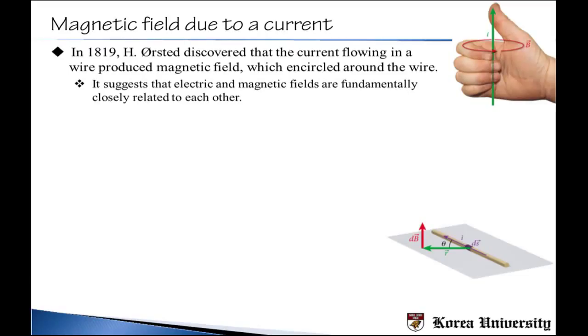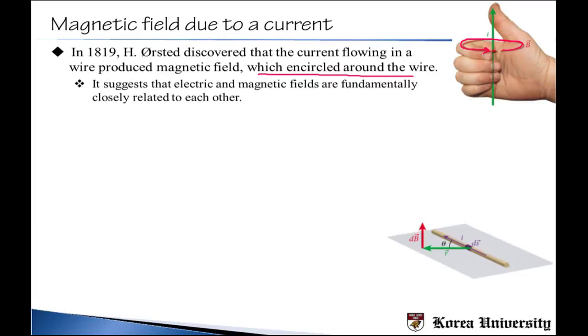It was in 1918 when Oersted discovered that the current flowing in a wire produced a magnetic field, and he found that this magnetic field encircled the wire, just like shown here, following the right-hand rule. So it was Oersted who discovered the right-hand rule for the magnetic field due to a current.